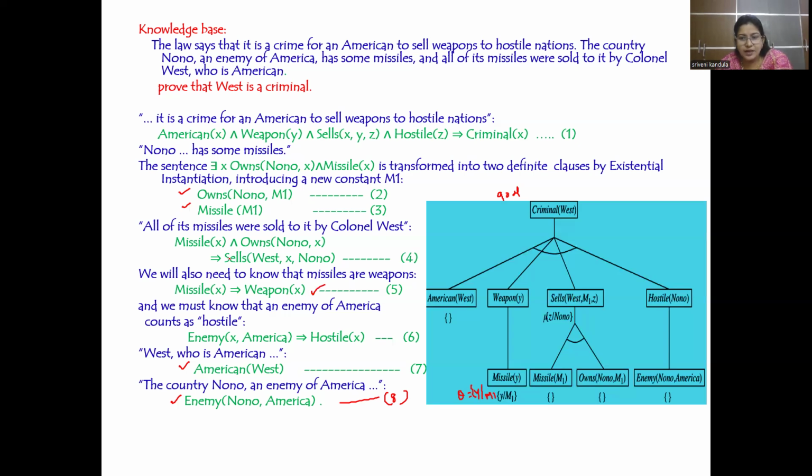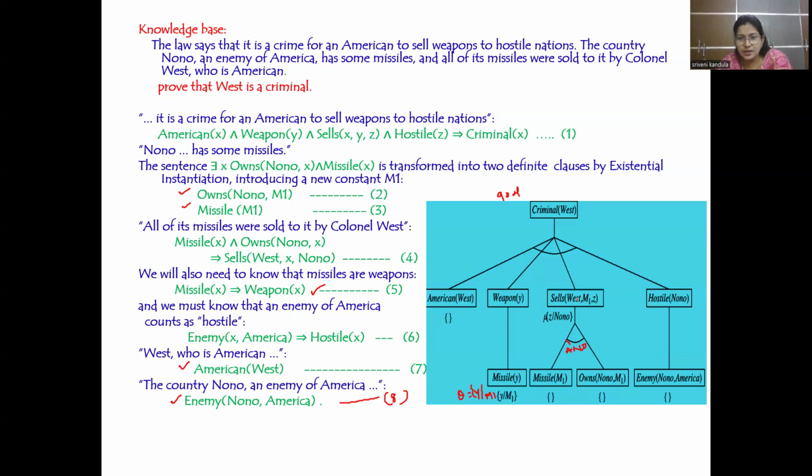So from the existing things, from missile of M1 and from owns of X, these two are connected with conjunctive AND. So from this I can derive sells. So I'm marking this as an AND node. Okay, so this arc indicates an AND node. So these two must be solved: missile of M1 and owns of Nono comma X. These two must be solved in order to reach this.